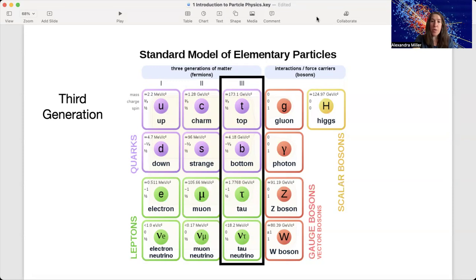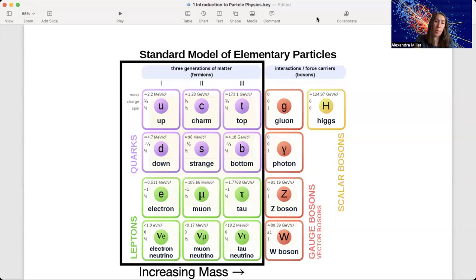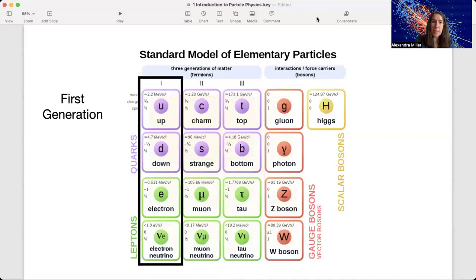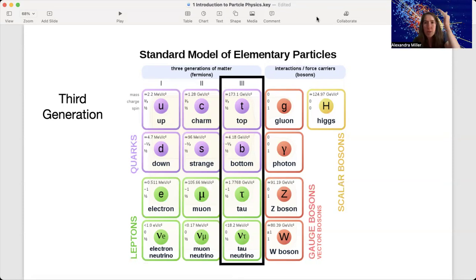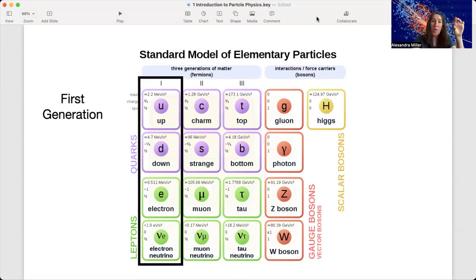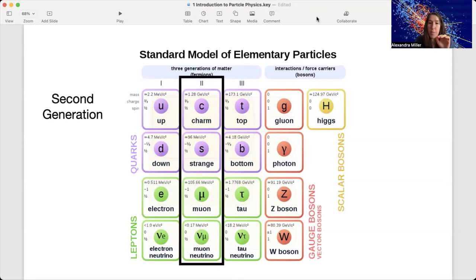One of the things that you will notice about these generations, and maybe the most important, is that you have mass increasing to the right. So again, if we go back through those, our first generation are our lightest. So the up is lighter than the charm, which is lighter than the top. You don't want to be comparing your quarks to leptons when we're talking about relative masses. But within each row, you'll notice mass is increasing to the right. So if we go down to our leptons, the electron is lighter than the muon, which is lighter than the tau.